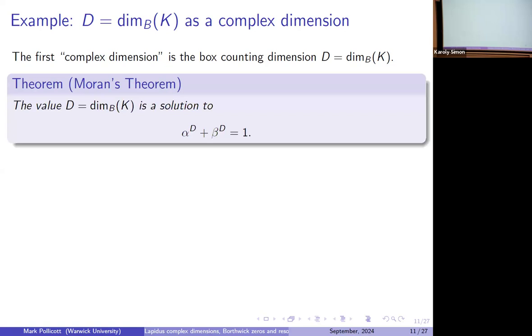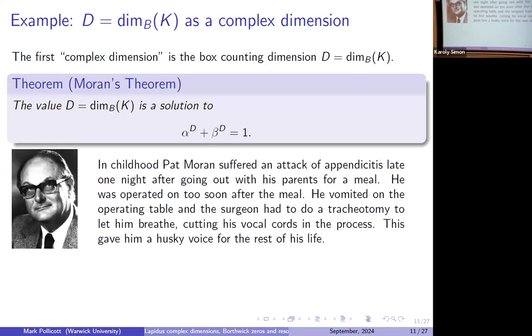So this is just restating Moran's theorem from 1946-ish, which says that the box dimension for these very simple examples satisfies this basic identity. Something I used to teach every year in my fractal geometry course until it was taken away from me, sadly. Maybe I should have made it more exciting. That was probably the error of my ways. So here's a picture of Moran and some curious story about how he had a bad operation at some stage.